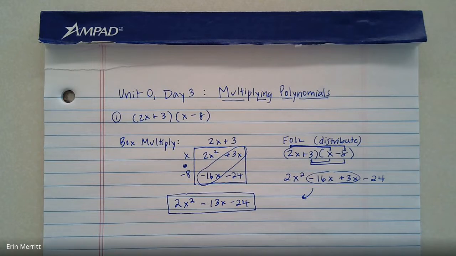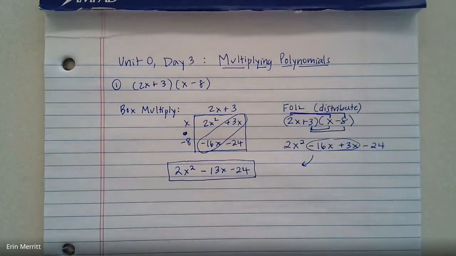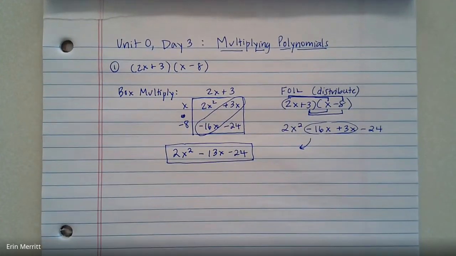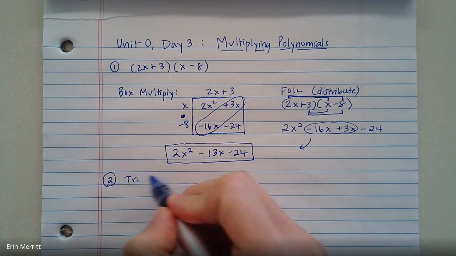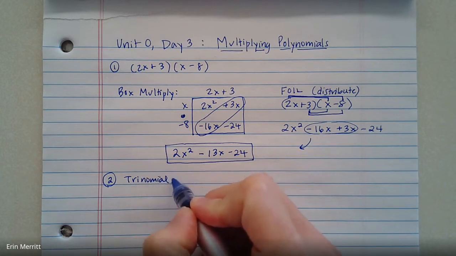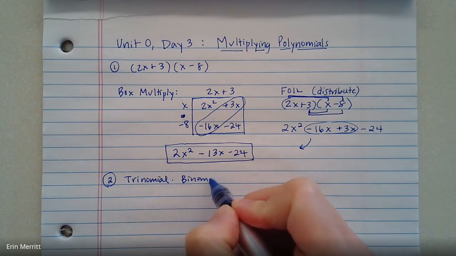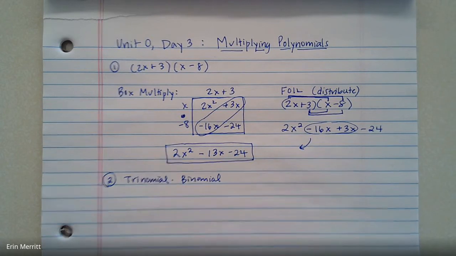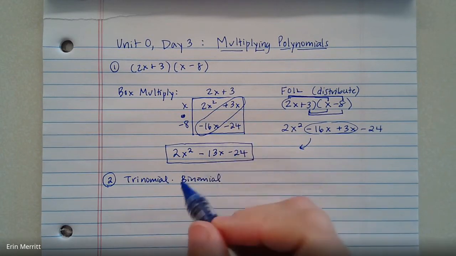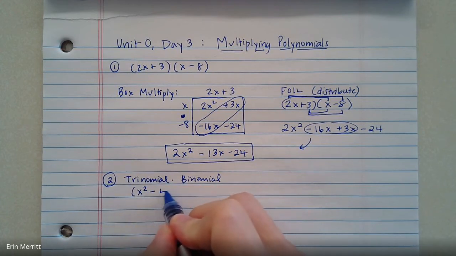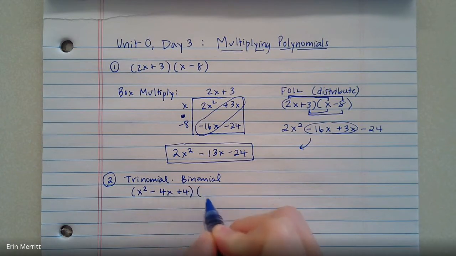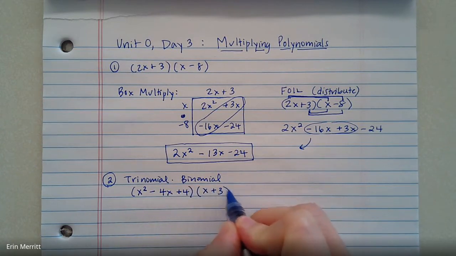It does not matter to me which way you go about it. Just make sure that you have an efficient method to get to your answer. So we're just going to do a few examples together in the notes. Since we already hit binomial times binomial, let's do next trinomial times a binomial. Right? As I say it that way, but I might write it a little different in a moment. Trinomial, so three terms. We've got x squared minus 4x plus 4, and then times the binomial x plus 3.